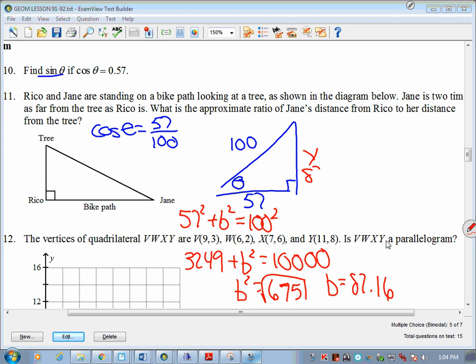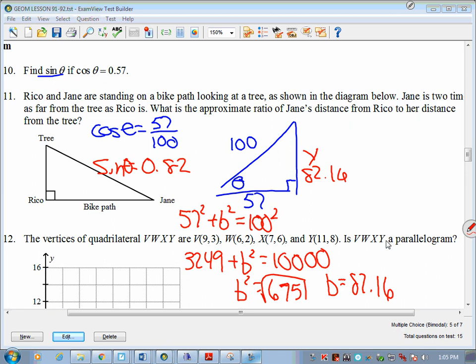All right, so that's 82.16. But notice we don't want just that. We want to know what sine is. Sine is opposite over hypotenuse. So sine is 82.16 divided by 100. So we get sine theta equals 0.82. Is that pretty close to being accurate? The only thing is that our answer is 0.83. We're close, but we're not exact. And that's a lot of steps.